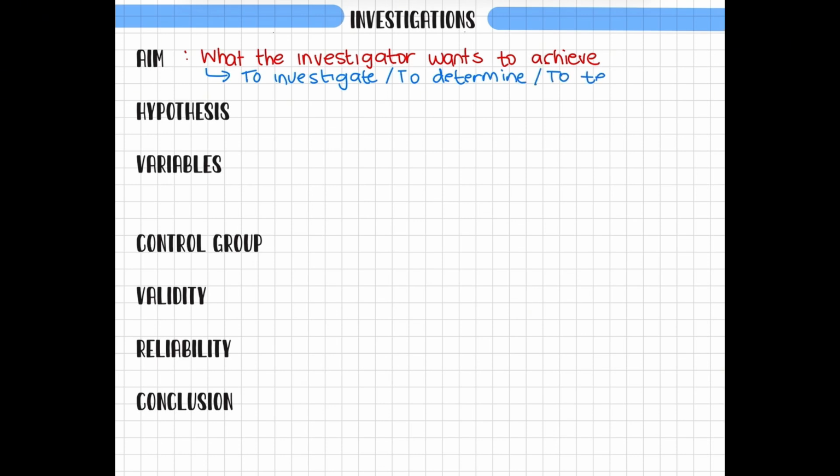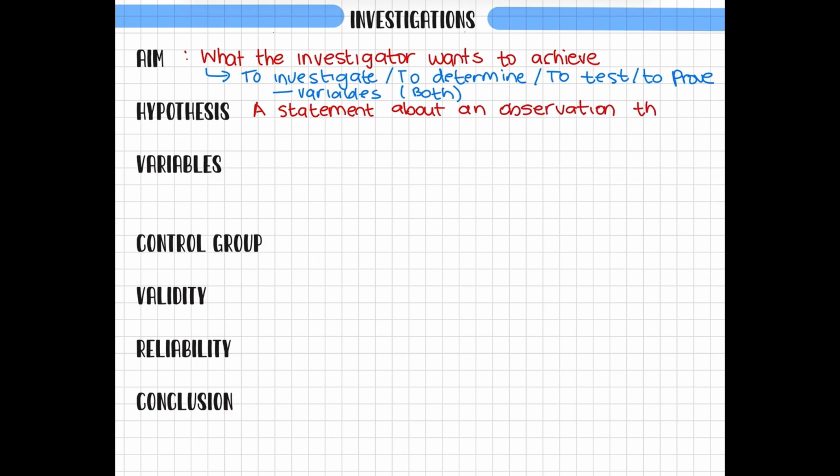The aim is very important because this is where you will find your variables, the independent and the dependent variable. You will find them from the aim. Now, a hypothesis, on the other hand, is a statement about an observation that has not yet been tested. So what it actually does, it answers an investigative question.